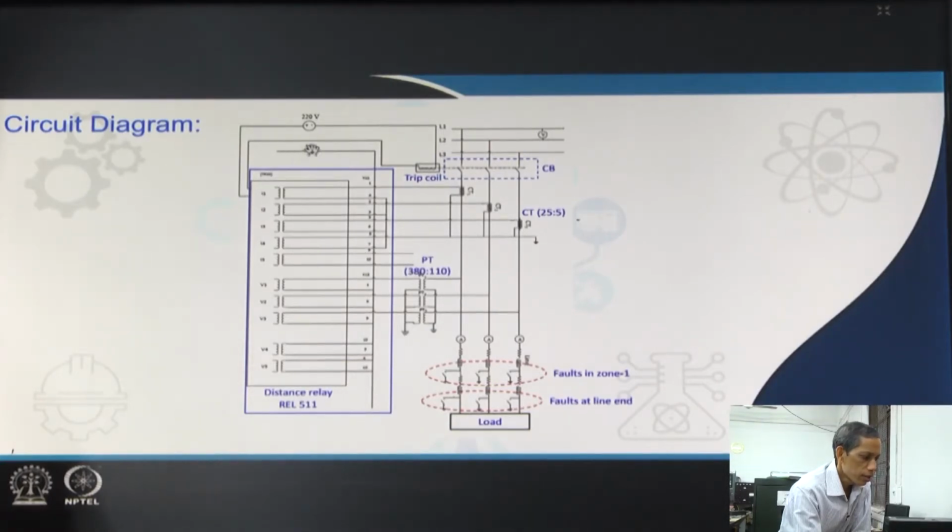These currents and voltages are fed to the relay, and the relay takes the decision, and the trip decision is transferred to the trip coil of the circuit breaker, which opens in case the trip signal is received, and if the trip signal is not received, the line is still in the energized state and feeds the load.